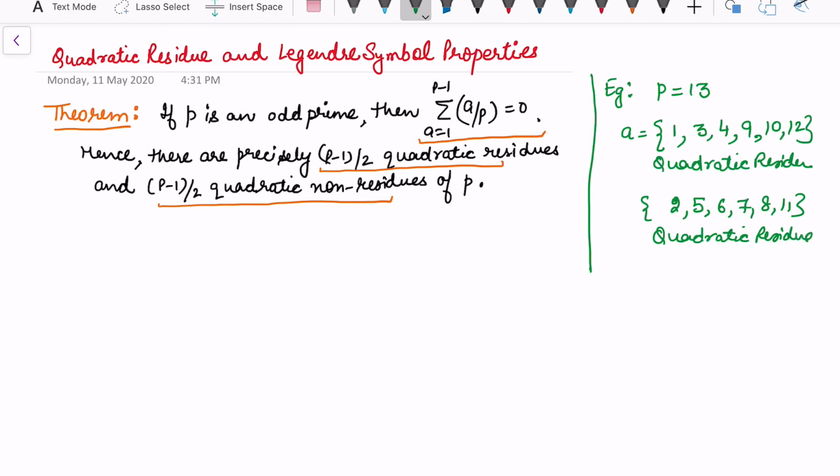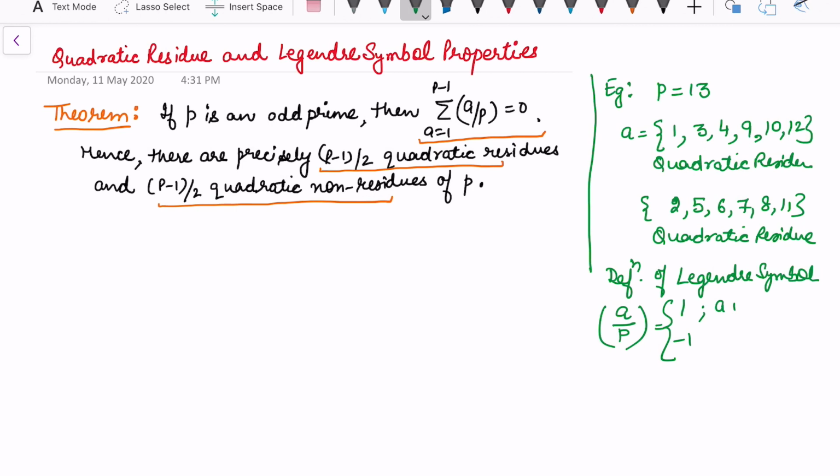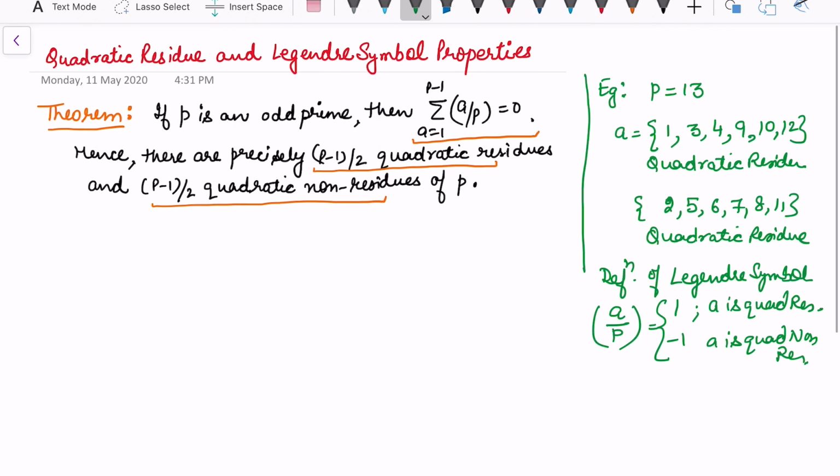And we have also seen by the definition of the Legendre symbol that this symbol takes only two values. A by P takes either the value plus 1 or the value minus 1. If A is a quadratic residue, it takes plus 1. If it is a non-residue, it takes minus 1. And in that above example, we can see there are 6 quadratic residues and 6 quadratic non-residues.